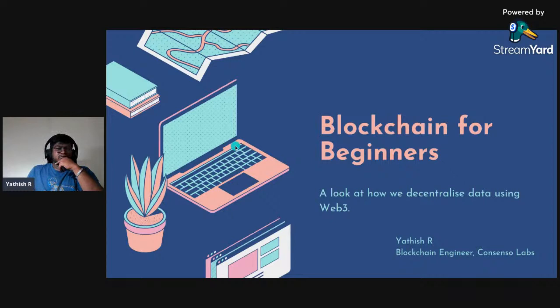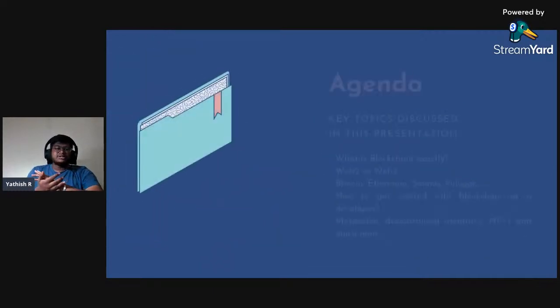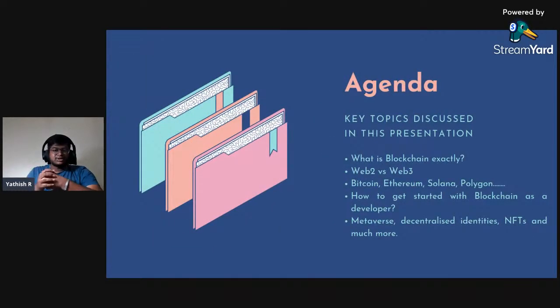So today's agenda, the key topics that we'll be discussing, are what is blockchain technology, Web2 versus Web3, Bitcoin, Ethereum, Solana, and Polygon, I mean the different platforms that are available for us, how to get started with blockchain as a developer, metaverse, DIDs, NFTs, and other kinds of things that are actually being developed in the blockchain ecosystem, and how they're going to impact us. So this is the agenda for this particular session. Let's get started.